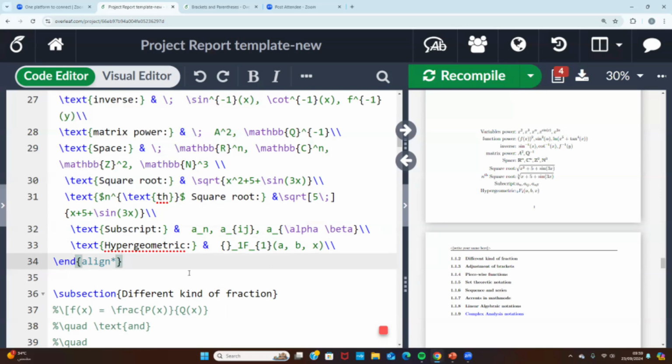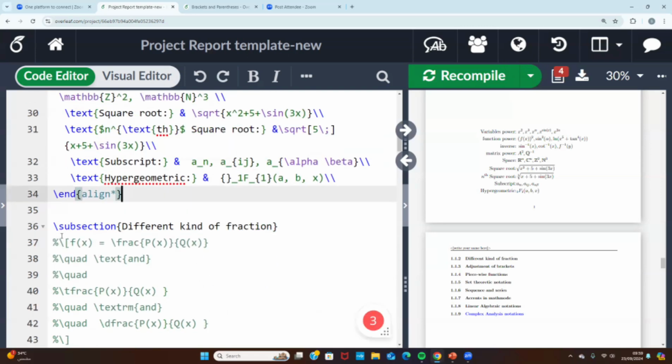So that's all. In the next lecture, we'll discuss fractions, different kinds of fractions.